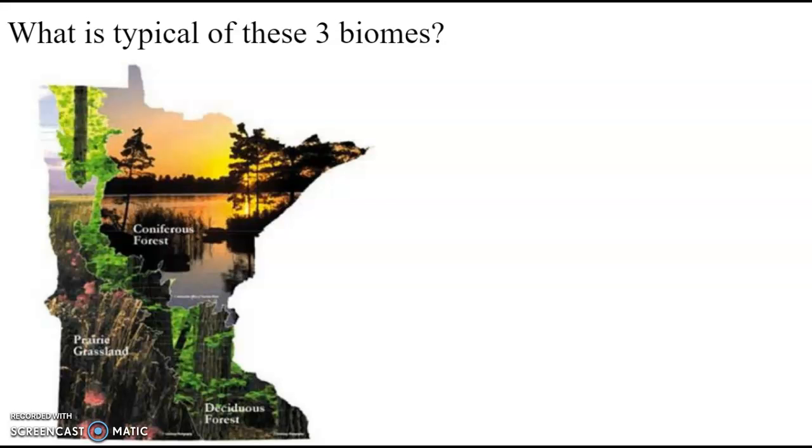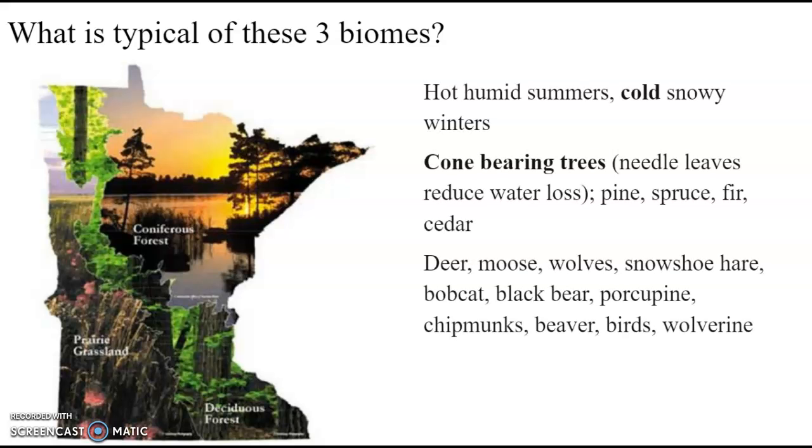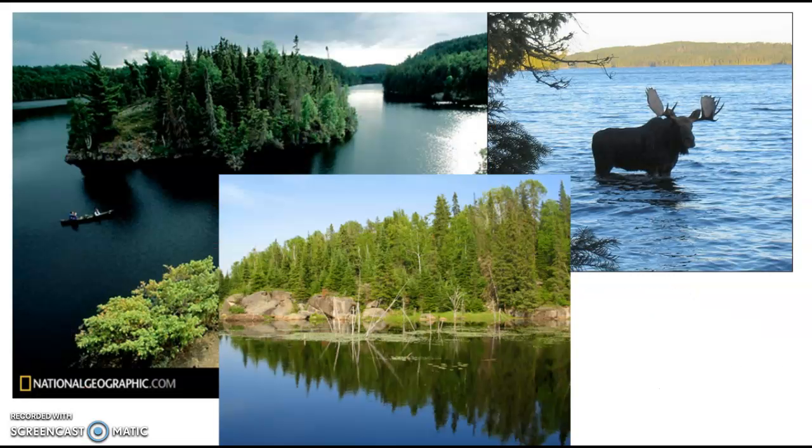So what is typical of these three biomes? You probably have this from that assignment, but I'm just going to go through them briefly. Hot, humid summers, cold, snowy winters, cone-bearing trees is a key here. Needle-like leaves, reducing water loss. Examples: pine, spruce, fir, and cedar. Typical animals. Hopefully you are recognizing this as coniferous forest, also known as the taiga. Here's a visual of that biome. If you've gone to the Boundary Waters before, you've experienced the taiga.